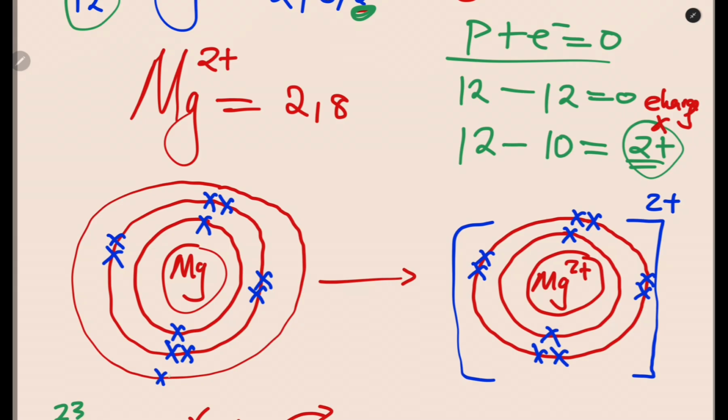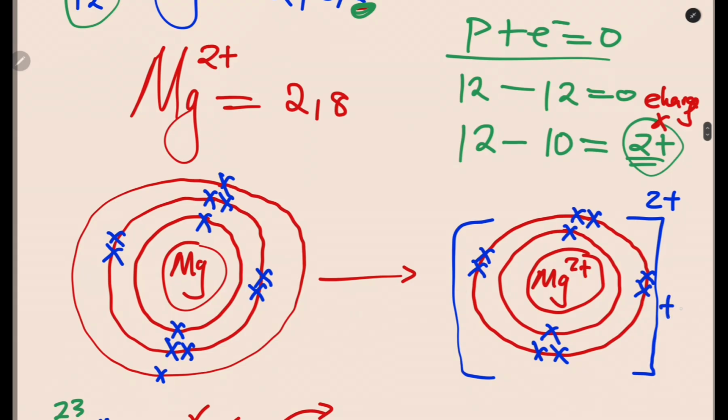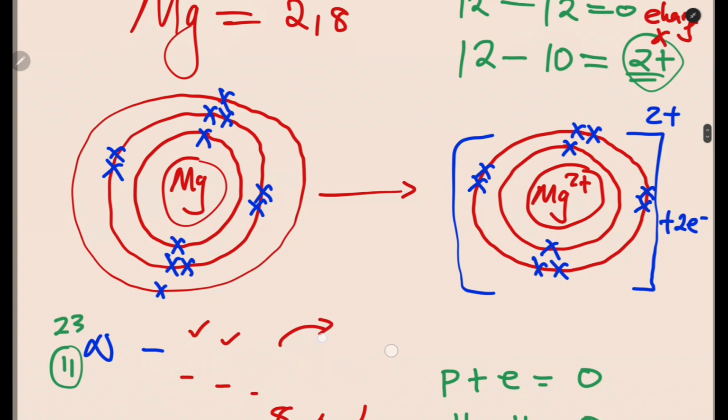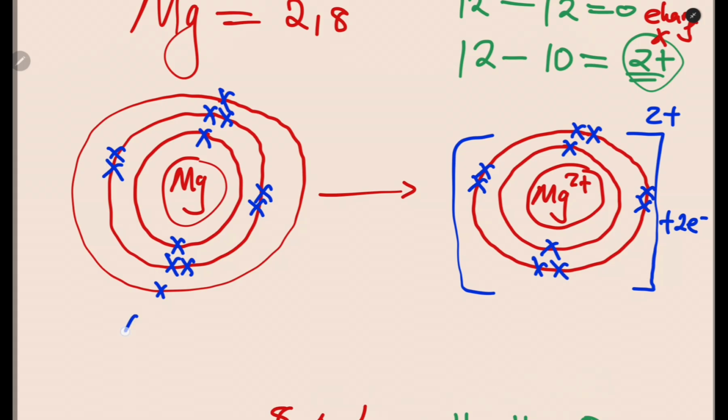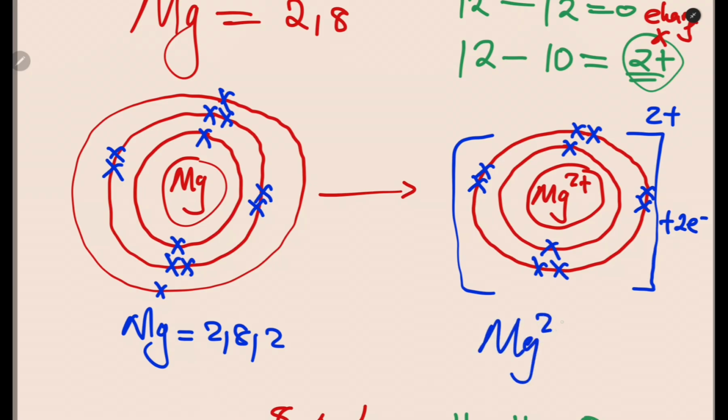Something like this. Then outside we have 2. Then here we can put plus 2 electrons. So this is how the ion is going to form. This is magnesium, a normal one, 2, 8, 2. Then the magnesium ion, which is 2, 8. Okay, I guess you followed.